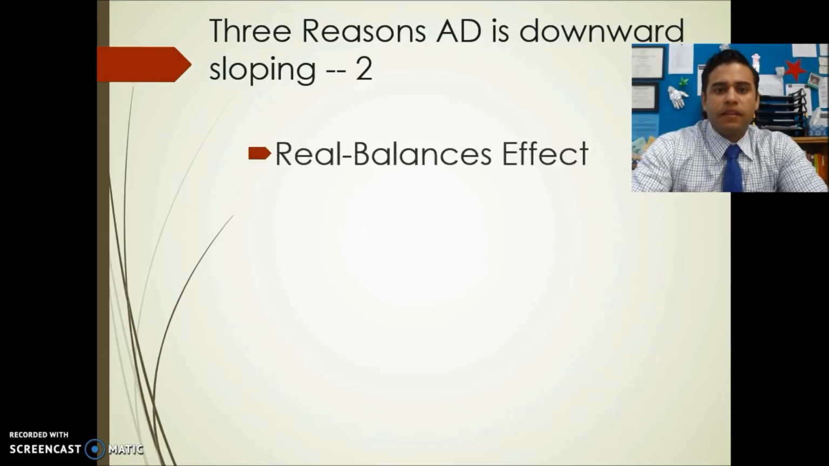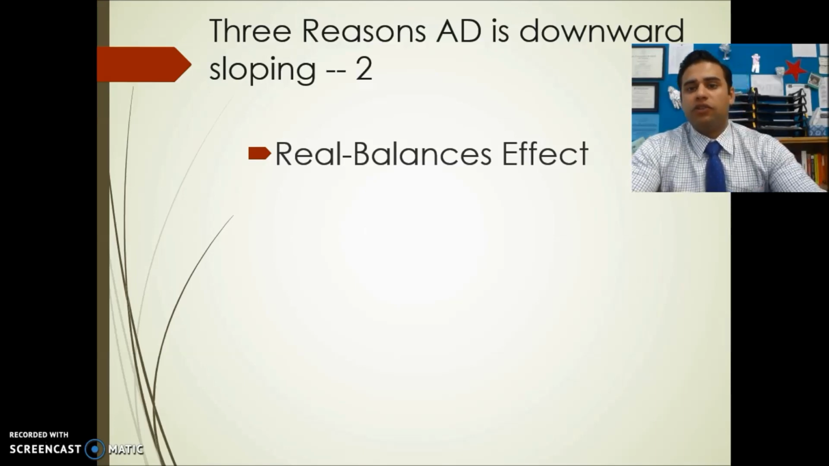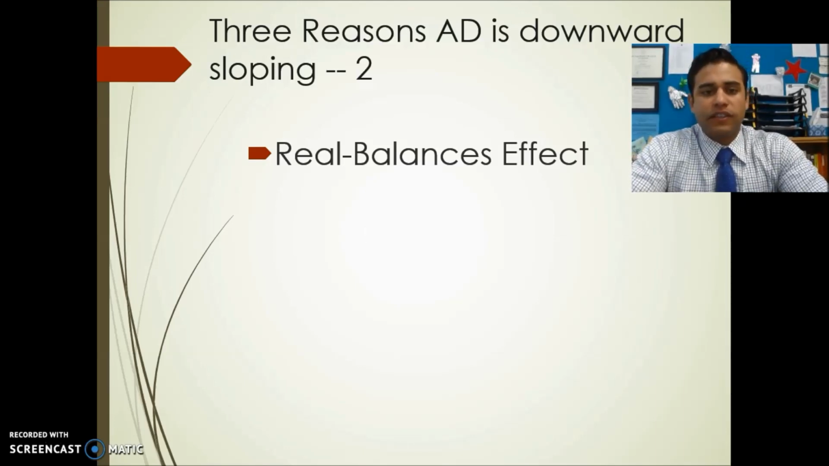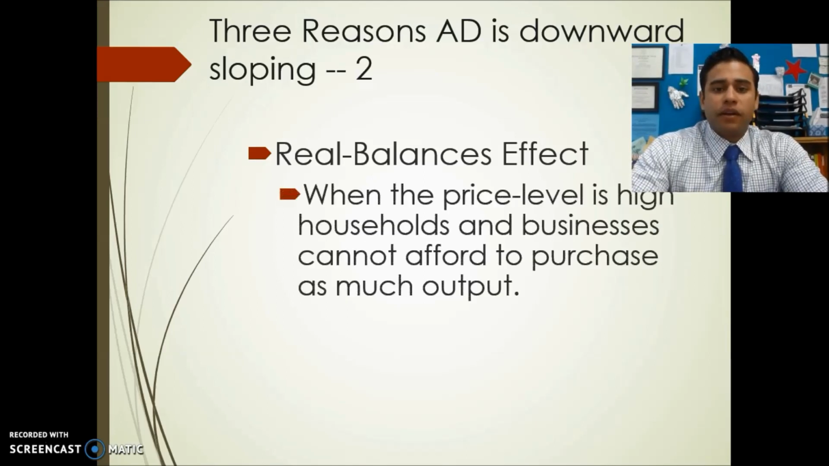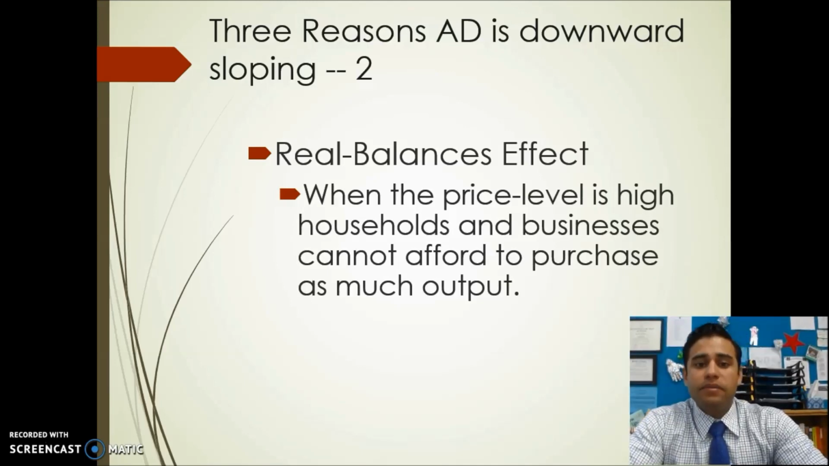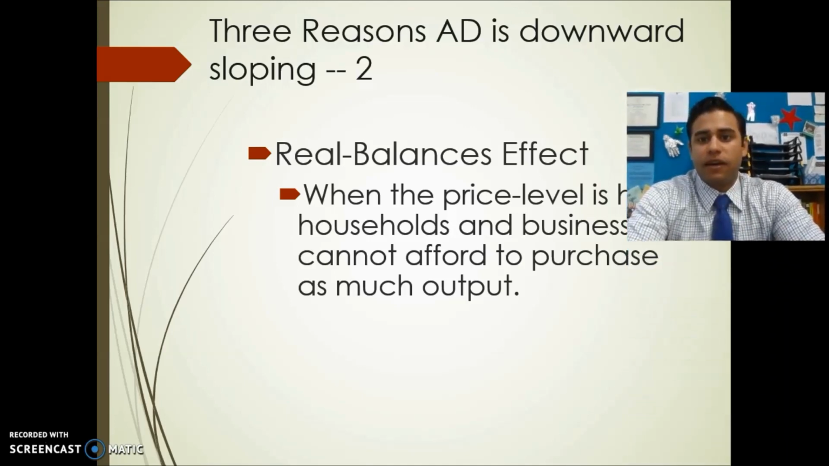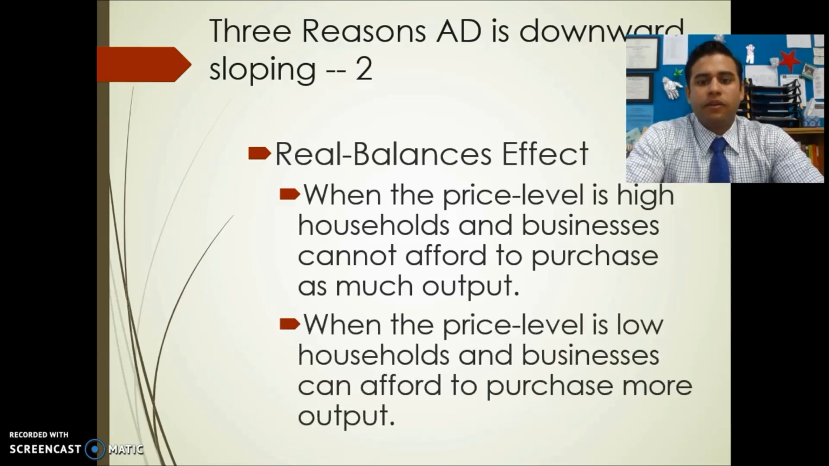Okay? The College Board often refers to this as the real balances effect. Okay? And either way, it's fine. You can call this a real balances effect. You should recognize that. It's an aggregate spending constraint. Okay? When price level is high, households and businesses cannot afford to purchase as much output. Simple, right? Price level is high, households and businesses can't afford to buy as much output. When price level is low, households and businesses can afford to purchase more output.